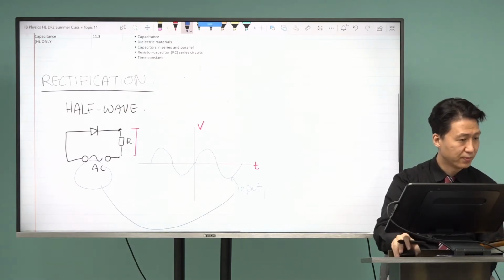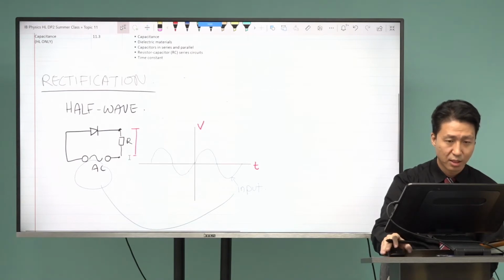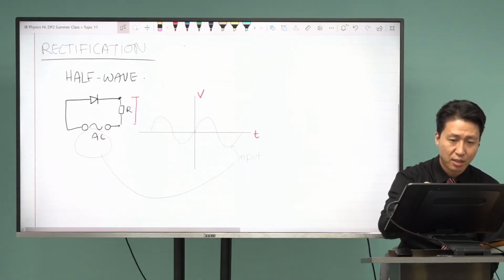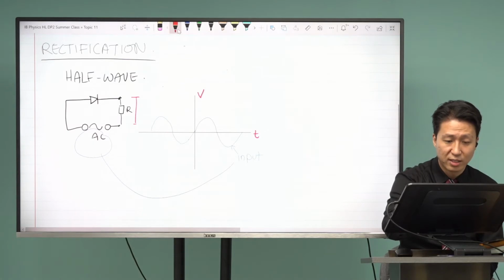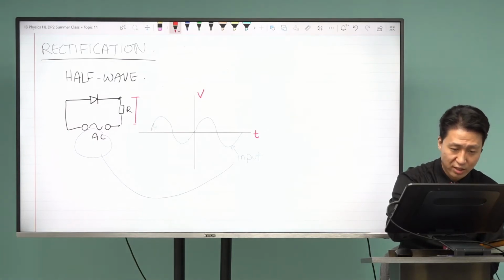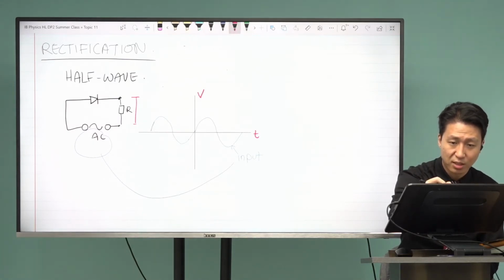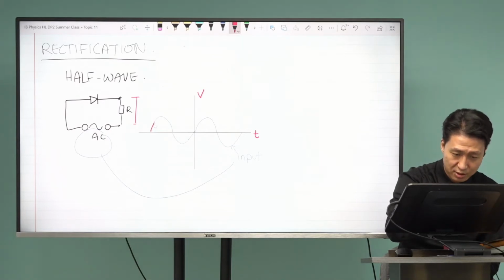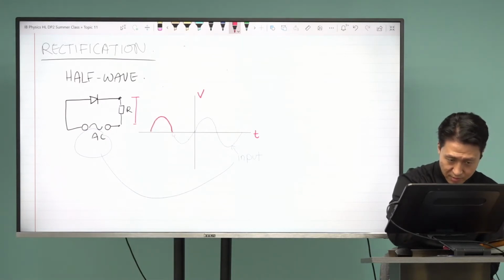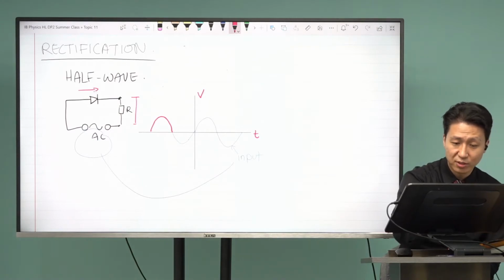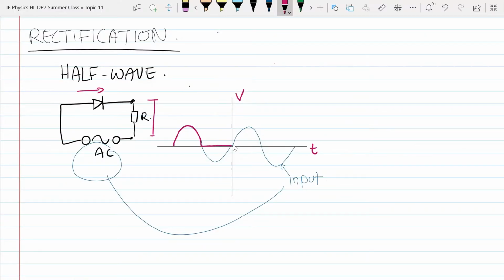Right? The output is going to be in red, which is one way. So the output, it allows it to go one direction and then it cuts off. Allows it to go in one direction and then cuts off. Correct? So the output is this weird half wave.